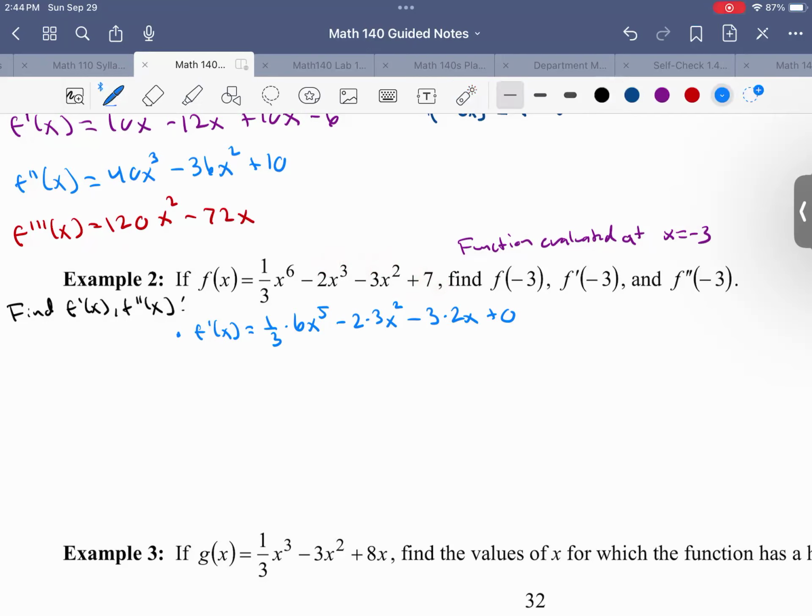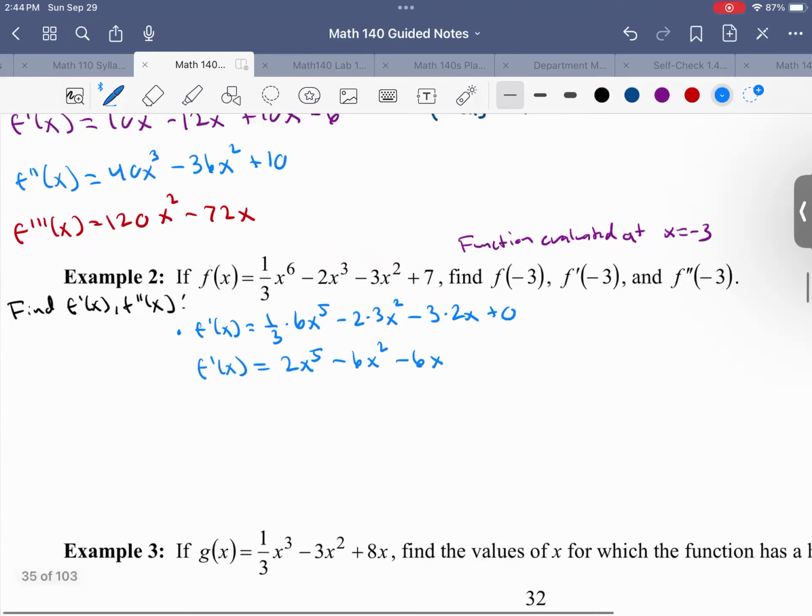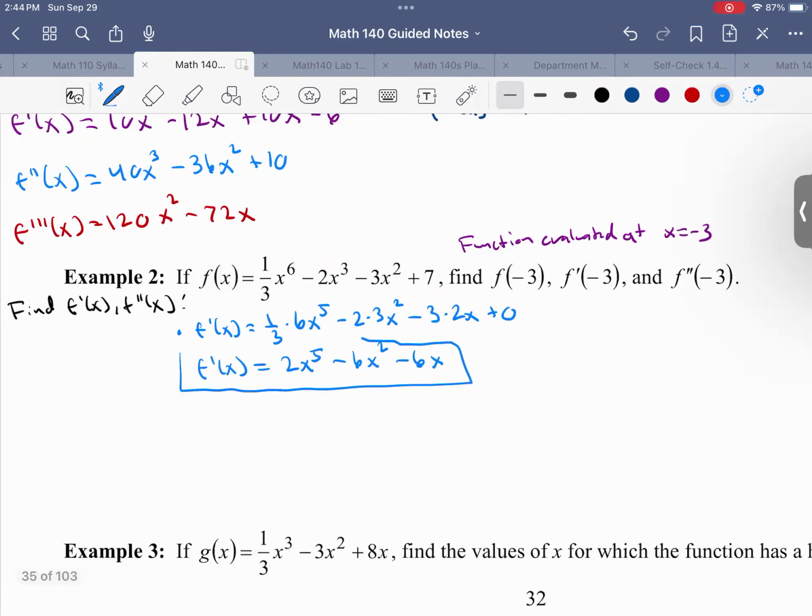So if we simplify this out, we get 2x to the 5th minus 6x squared minus 6x plus 0, which we leave like that. Okay, so that's our first derivative. All right, so I'm going to box this up so we know where that's at.